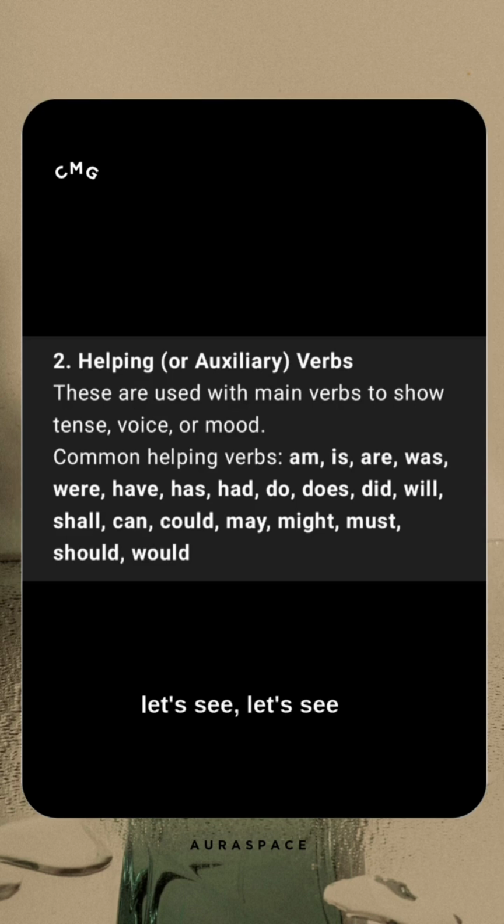Now let's see examples. She is reading a book. So is is the helping verb here, and the main verb is reading. They have built a house. We have the have here as the helping or auxiliary verb, and then we have the main verb built. Now we also have I can go now. The can is there, and then the go is there.